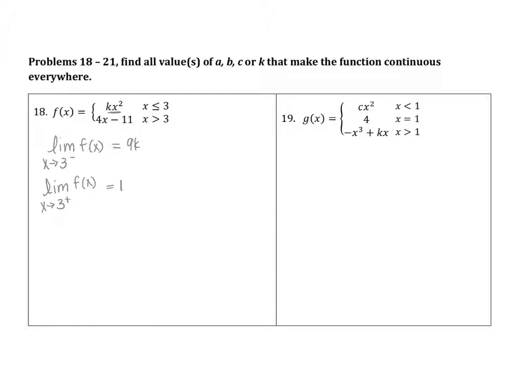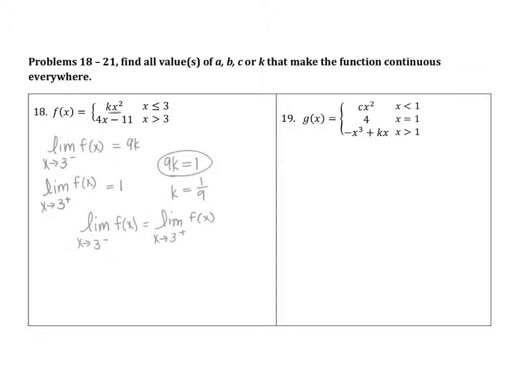And so for our function to be continuous, then our limit from the left has to equal the limit from the right. So therefore, we're going to say 9k equals 1, so k has to be 1/9. So there's our k value. So again, this step here is coming from saying the limit as x approaches 3 from the left of f of x has to be equal to the limit as x approaches 3 from the right of f of x.